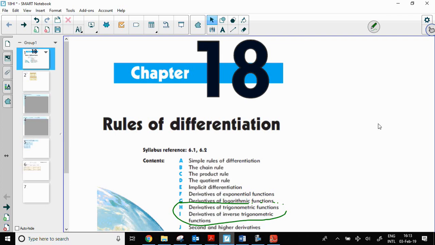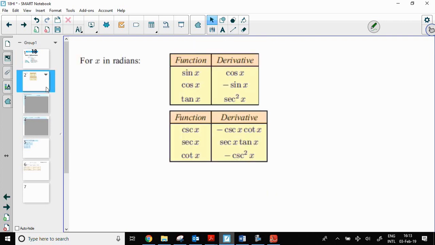Welcome back to Chapter 18. We're going to look at sections H and I. So that's trig functions, inverse trig functions, and then we're also going to have a little bit of bonus material at the end. Nice. For starters, here are the 6 derivatives of the 6 trigonometric functions.